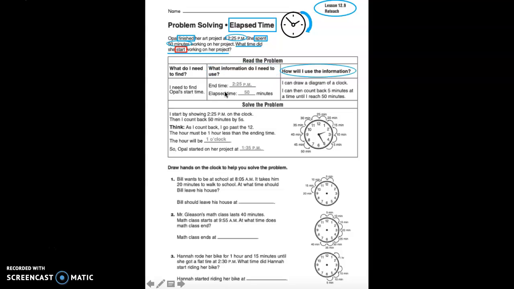How are we going to use this information? The first thing we're going to do is draw a diagram of a clock. Then count back 5 minutes at a time until we reach 50 minutes. So, like we did yesterday, when we work on a clock, we count back or forward in 5-minute increments. So, let's solve the problem.